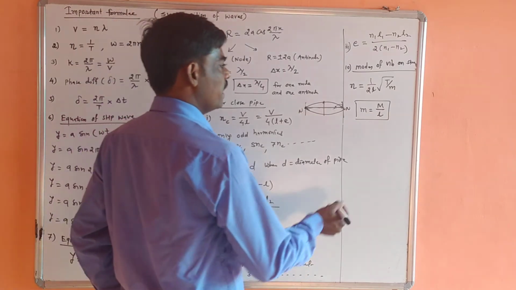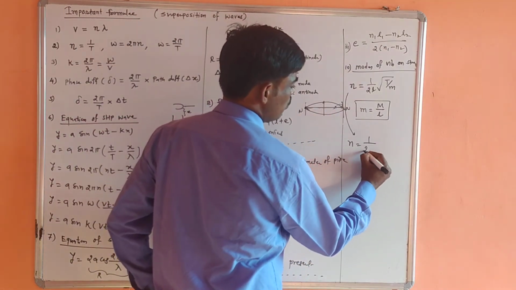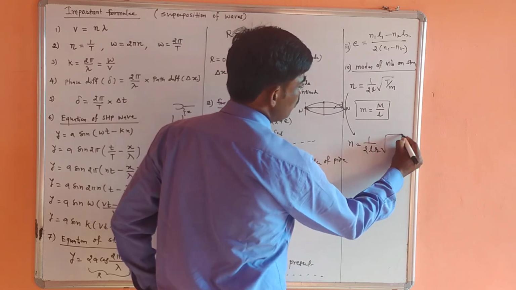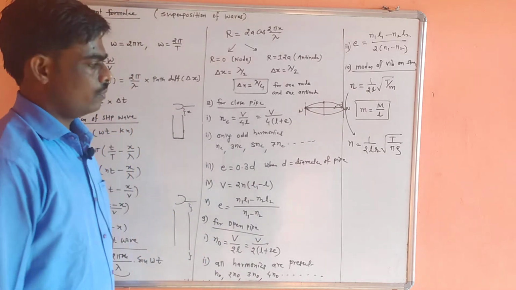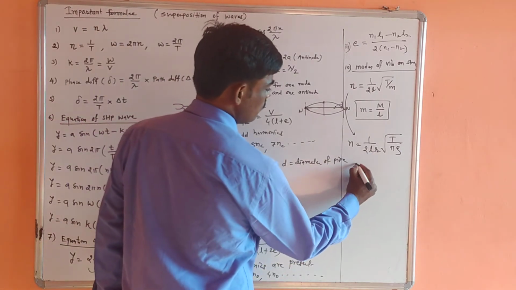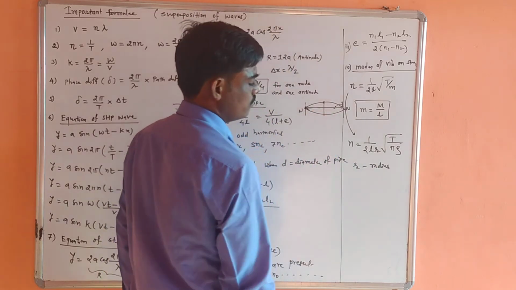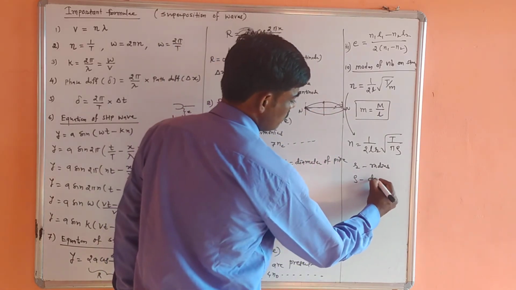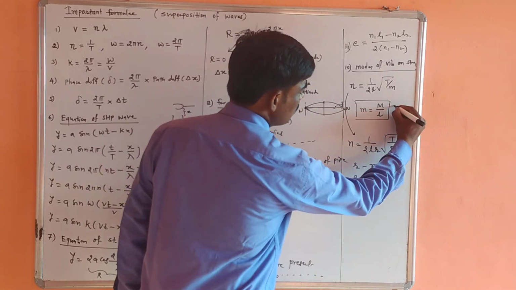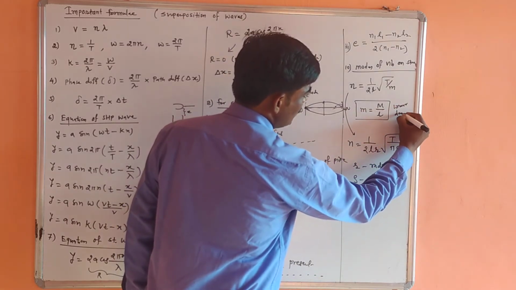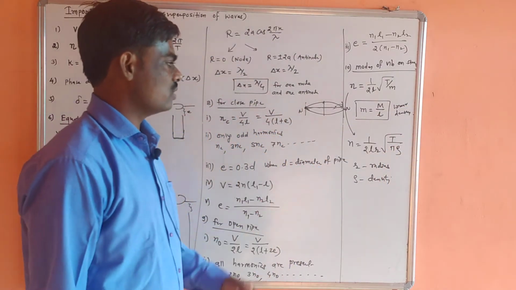So if density is given to you, the same formula becomes N is equal to 1 upon twice L R under root T upon pi rho, where R is radius. R is radius of this string, rho is density. This is volume density, and this is linear density. This is the difference. Small m is linear density and rho is volume density.